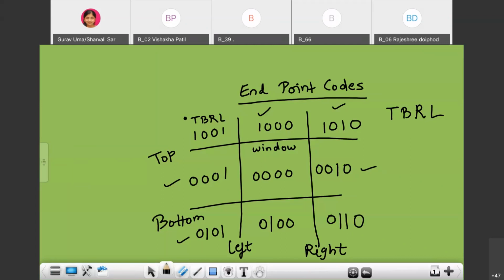Now with the help of this code, we will check which line is inside the window and which line is outside the window. There are some notations, meaning some calculations. If the values are 1 and 0, then the result will be 0. Means 1 0 will be 0.